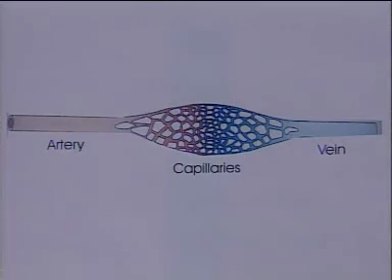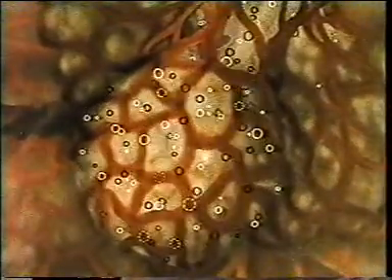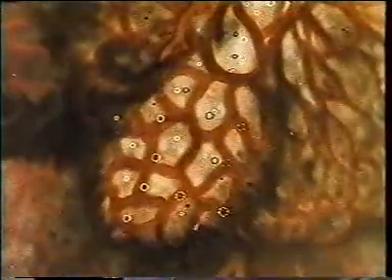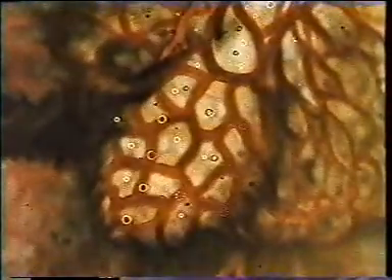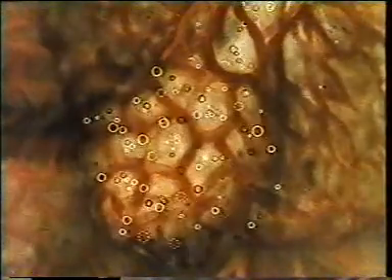heart. A third type of vessel, named capillaries, form a network in the tissues. They are of microscopic size and have very thin walls through which materials can be exchanged.